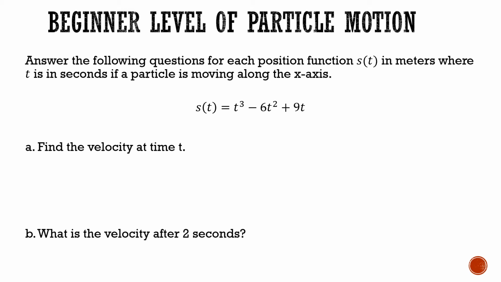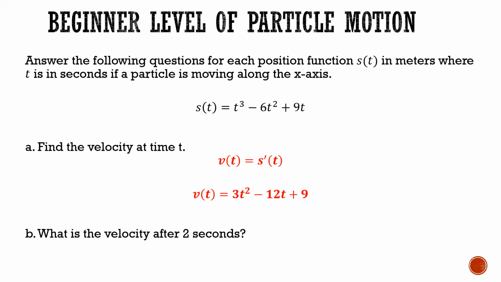What we need to understand is that velocity is the derivative of the position function. So whatever the position function is, in this case s of t, we simply need to take the derivative to find the velocity. I'm using the power rule, and I get that v of t is equal to s prime of t, or v of t is 3t squared minus 12t plus 9.